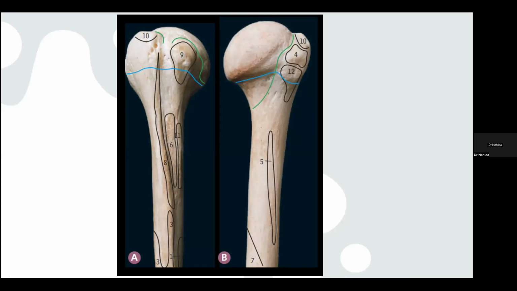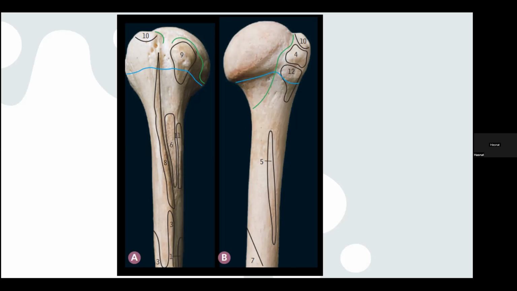Number 9 is the lesser trochanter. Greater, lesser trochanter. Okay. Number 9 and number 10. Greater tuberosity and lesser tuberosity. Okay, are you sure about the tuberosity? Okay, let's move to the next question.